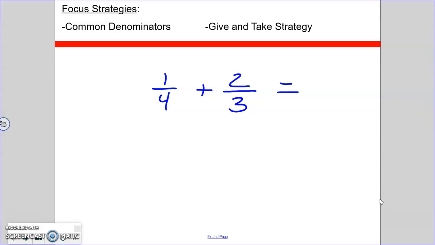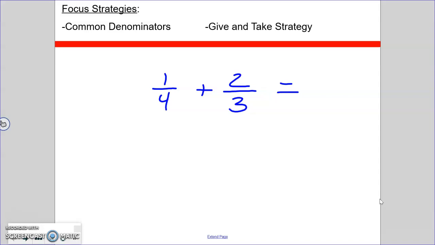So our focus strategies today are going to be on using common denominators to help us add fractions, and then also using a give and take strategy to help us more or less rename a sum or answer when we see that it's going to be more than one whole. So I'm going to go through a couple problems with you, and I think these will make pretty good sense to you guys. So we see right now we have 1/4 plus 2/3.